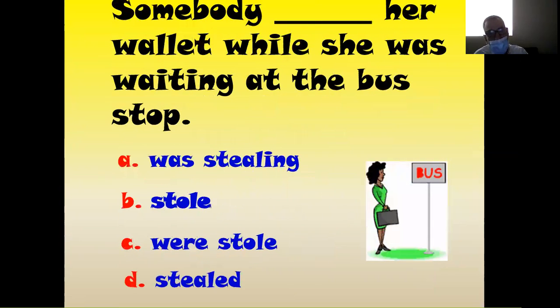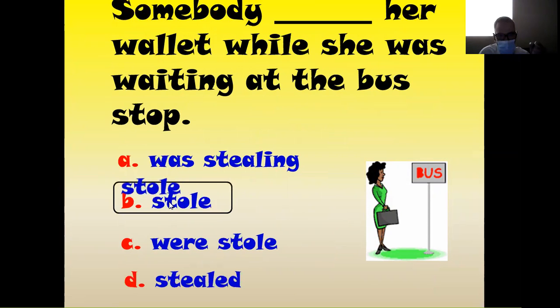Another one. Somebody her wallet while she was waiting at the bus stop. Yeah, Amy. While she was, I'm sorry for this, and it happens, frankly, from time to time. Somebody stole, took the wallet and ran away. Took her bag and ran away. And of course, what was she doing? She was waiting at the bus station.